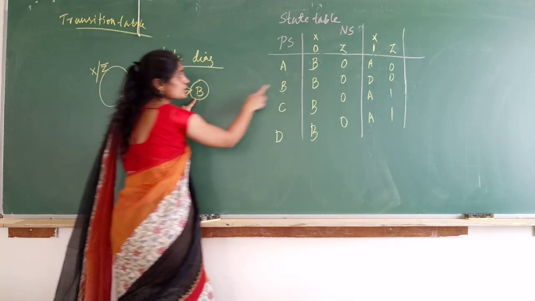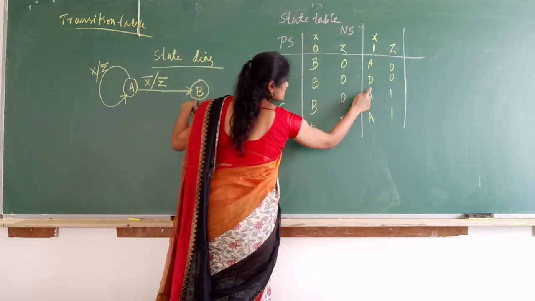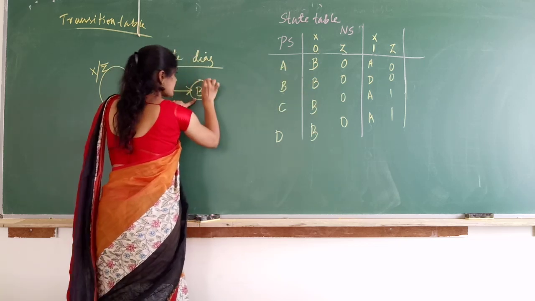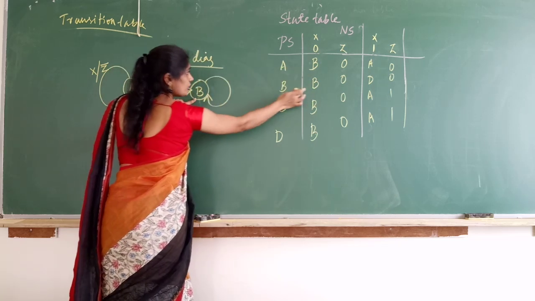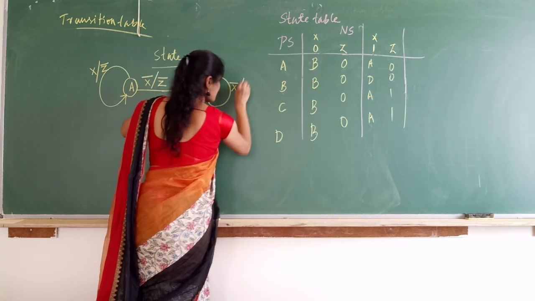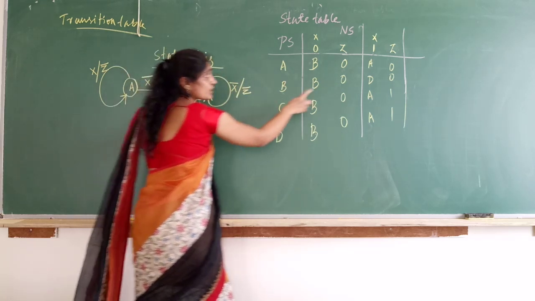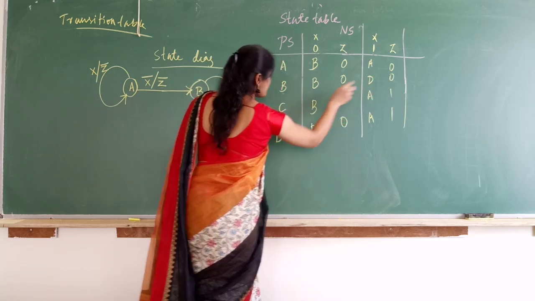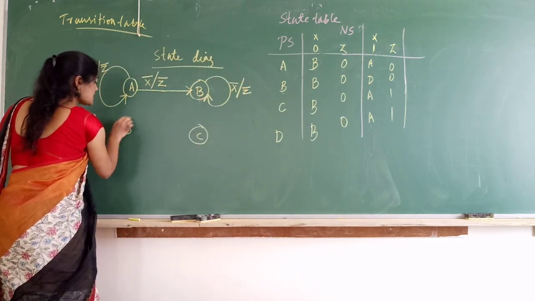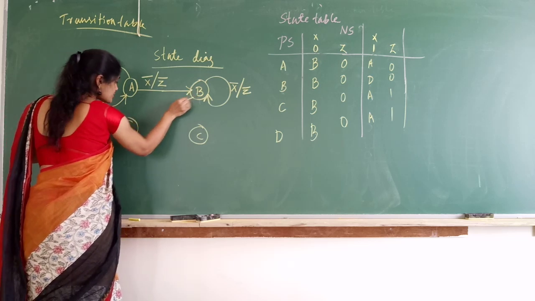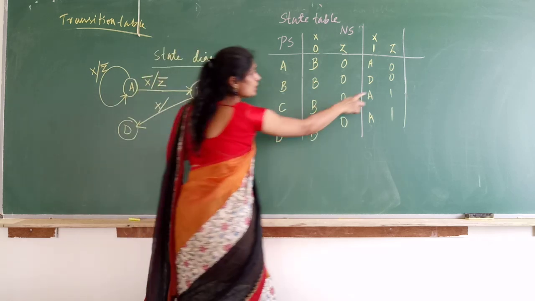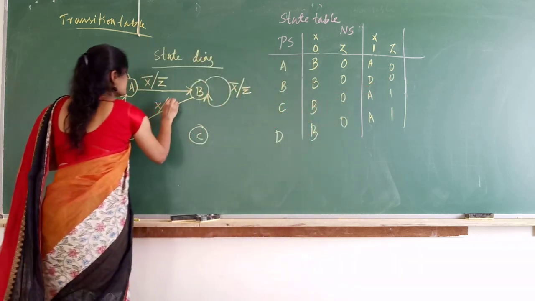Now present state is B. Again two possibilities, when x is 0 and when x is 1. When x is 0, same state, B only. So x bar, output is 0, so z bar. When x is 1, transition to D. So I'll take this as C and I'll take this as D. So when x is 1, transition to D, so x, output is 0, so z bar.